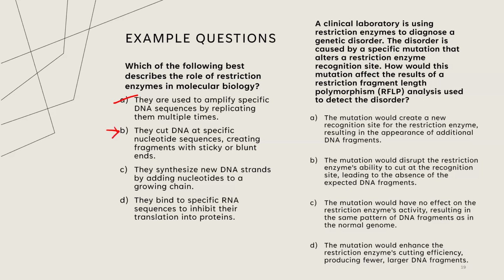They synthesize new DNA strands by adding nucleotides to a growing chain. They are not making new DNA. They're just cutting it. They bind to specific RNA sequences to inhibit their translation into proteins. Again, these enzymes are not binding to something or dealing with anything like that. We're just cutting the DNA sequence. That's all that's happening there. So it's going to be B. I don't know why I circled the whole thing, but there you go.